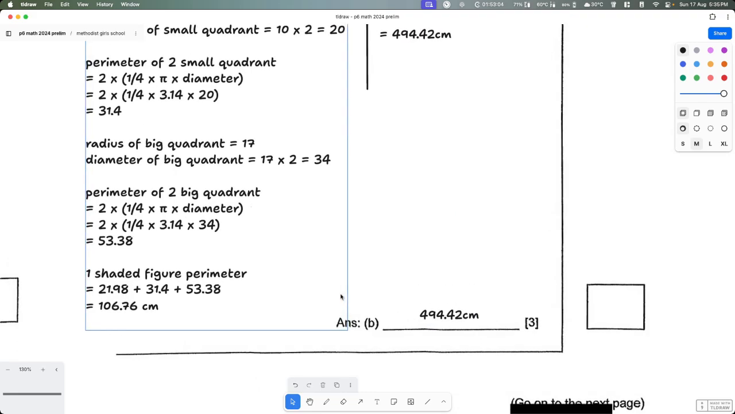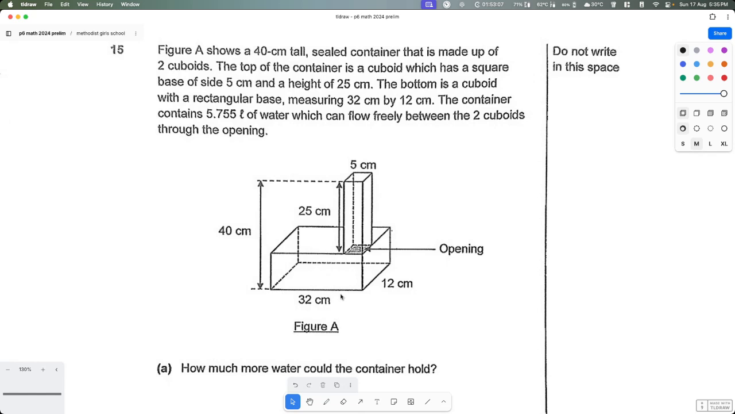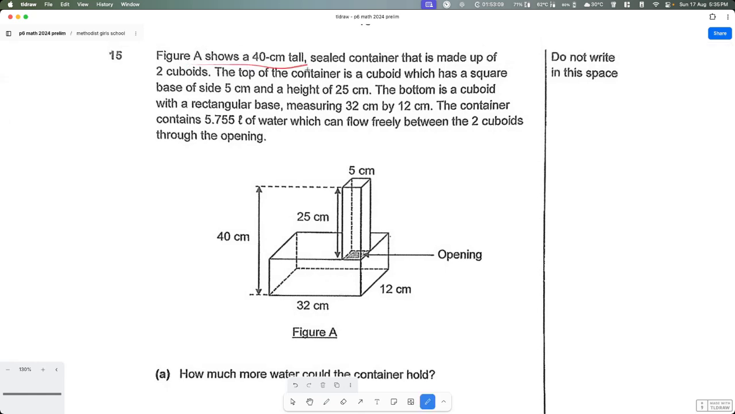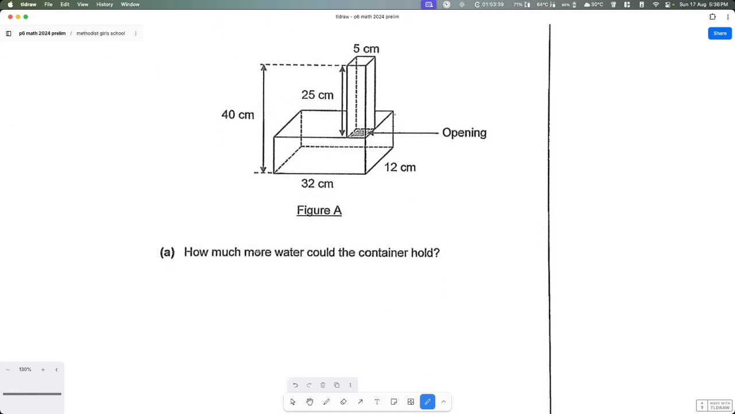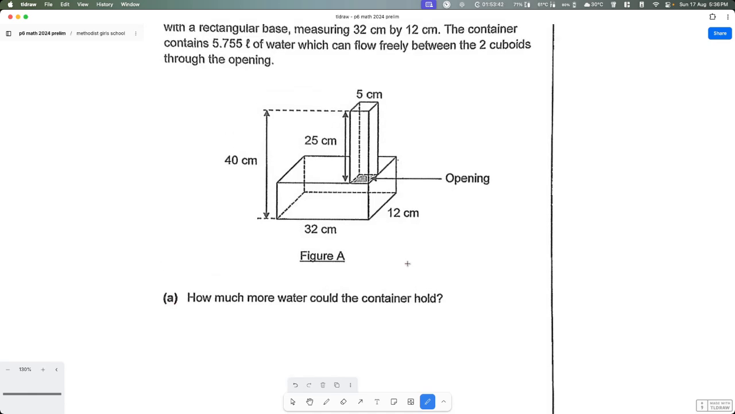That's it. So that's part B. All right, let's move on to the next question. Question 15. Figure A shows a 40 centimeter tall sealed container that's made of two cuboids. The top of the container is a cuboid with a square base of side 5 centimeters and a height of 25 centimeters. The bottom is a cuboid with a rectangular base measuring 32 centimeters by 12 centimeters. The container contains 5.75 liters of water, which can flow freely between the two cuboids through the opening. How much more water could the container hold?